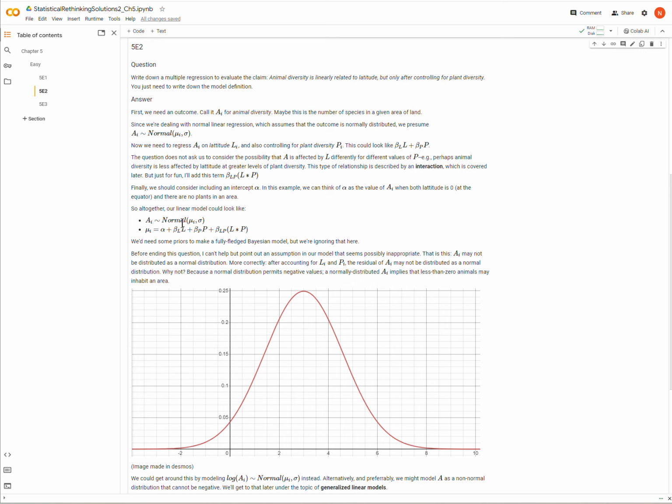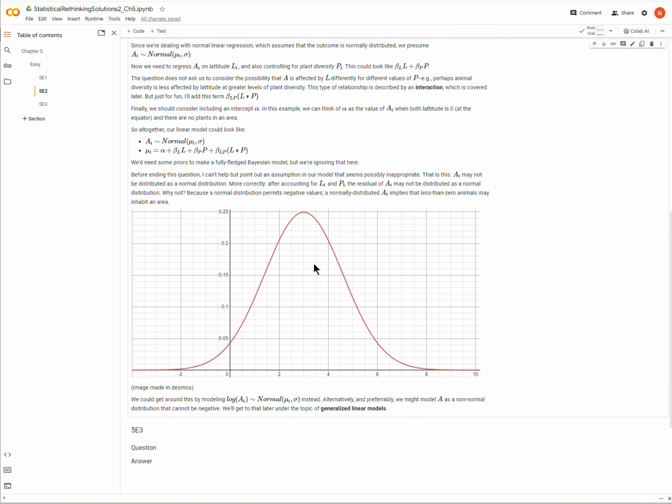And the reason that this seems possibly incorrect is because, let's say that I account for latitude and P, plant diversity. Well then, what is left over for animal diversity, that's the residual, a normal distribution assumes that the thing that is left over could be negative, right? So in other words, there could be less than 0 animals in some area. And this doesn't make sense. We can't have negative animals, okay?